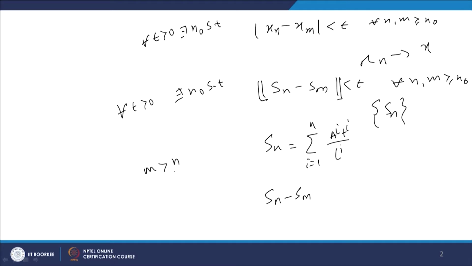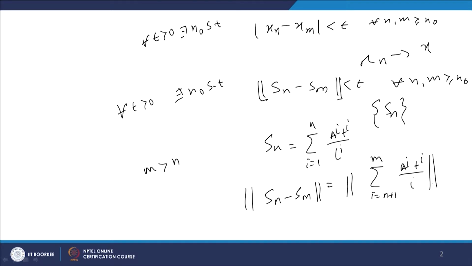We can, since m is not equal to n, so let us assume one way. So, norm of this is equal to norm of summation, here it is i equal to n plus 1 to m a to the power i t to the power i upon factorial i, right. Now, we want to show that this is less than or equal to 1.